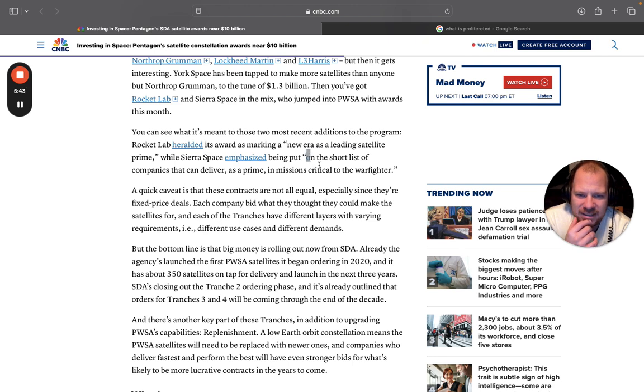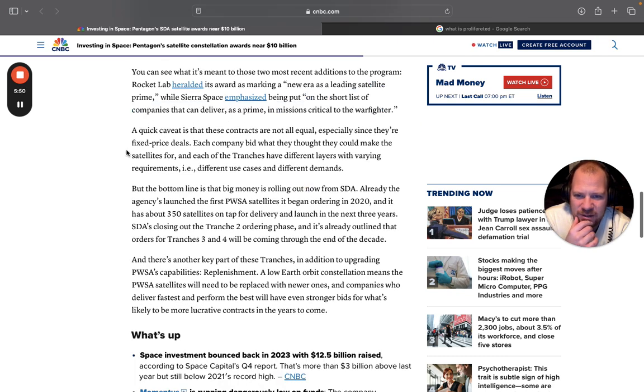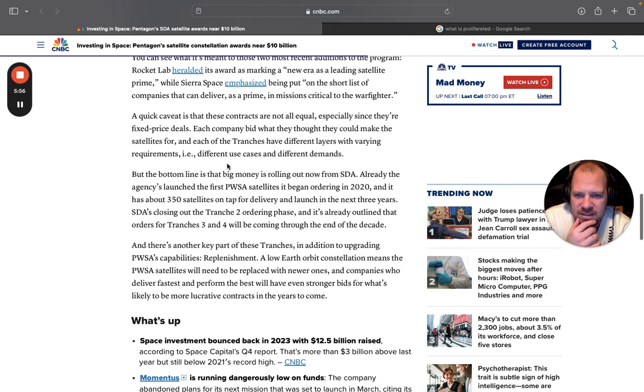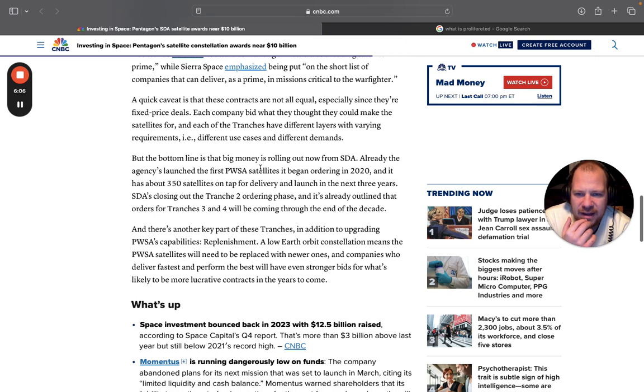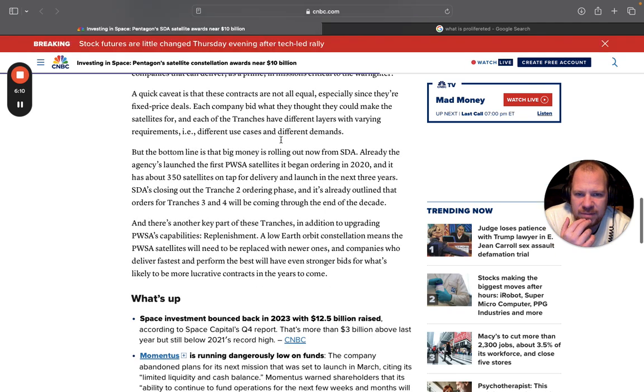So it's funny, the companies are saying the same thing, except Sierra Space says it in a very complicated way. A quick caveat is that these contracts are not all equal, especially since they are fixed price deals. Each company bid what they thought they could make the satellites for, and each of the tranches has different layers with varying requirements, i.e. different use cases and different demands. But the bottom line is that big money is rolling out now from the SDA.